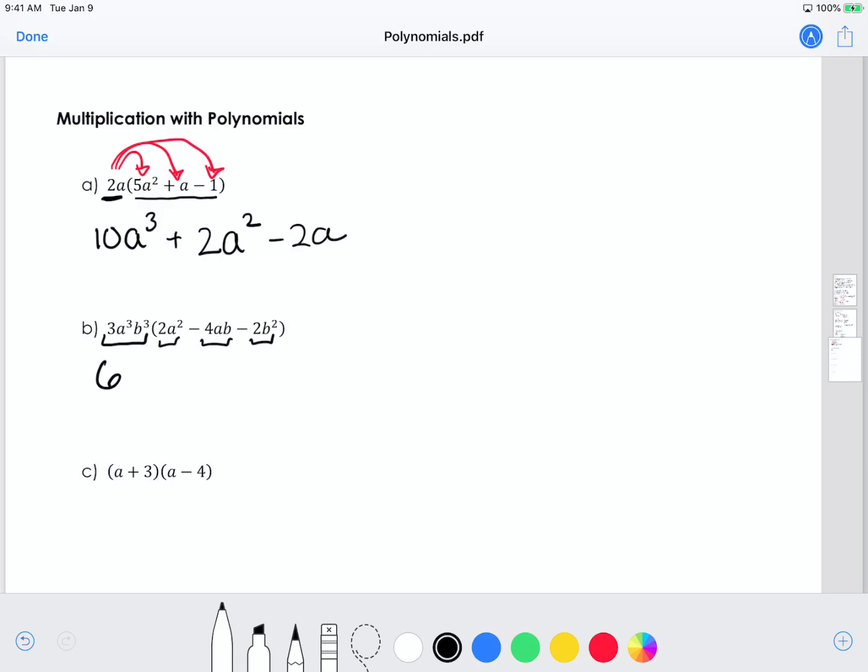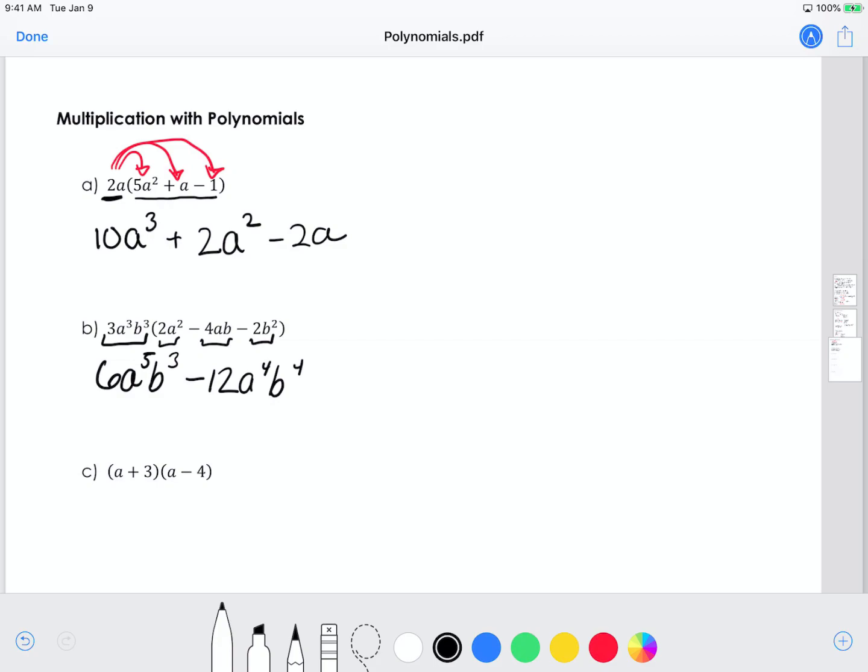I have a to the third times a squared. That's going to give me a to the fifth because I have to add my exponents. And then I'm left with a b to the third. Now I'm going to take 3 times negative 4, that gives me a minus 12. A to the third times a gives me a to the fourth. And then b to the third times b gives me b to the fourth. So 3a to the third, b to the third, times the middle term, which is minus 4ab, gives me negative 12, a to the fourth, b to the fourth.